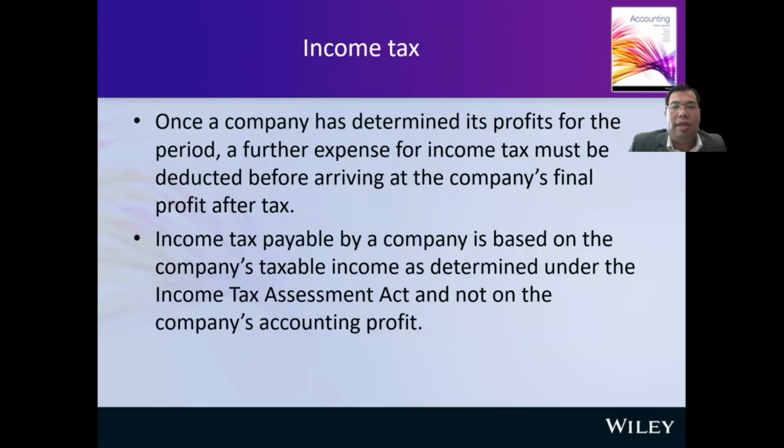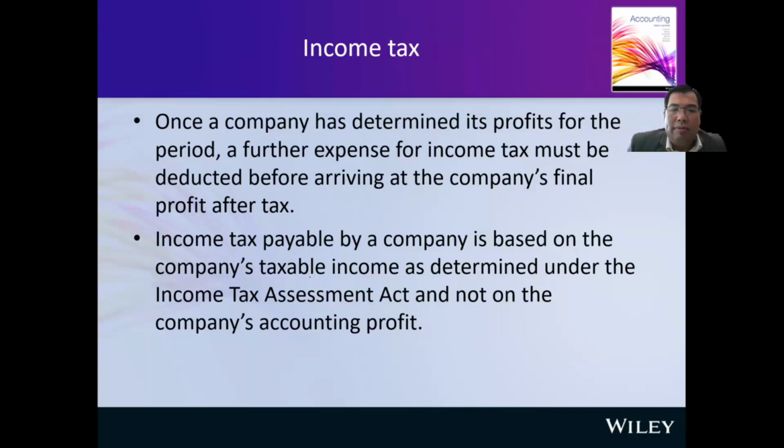Next will be income tax. What is income tax? A company has determined its profit for the period. A further expense for income tax must be deducted before arriving at the company's final profit after tax. You already total your revenue, total your expenses, revenue minus total expenses, you get the profit, but that is not final yet. You still have to determine the amount of tax expense to be paid for that year. That amount will be deducted from profit before tax, so you can reach profit after tax.